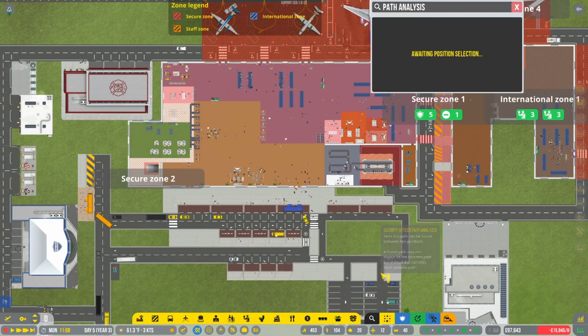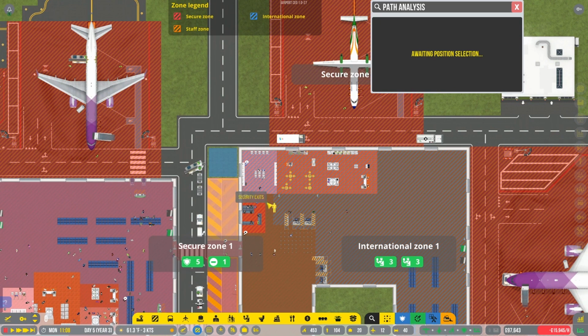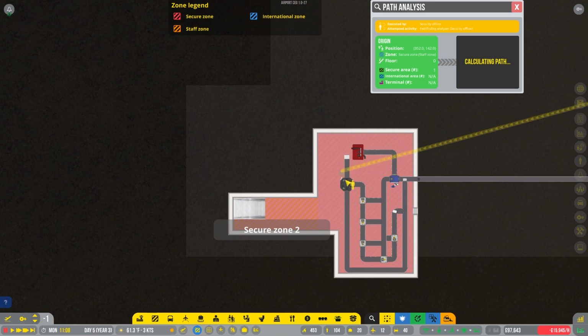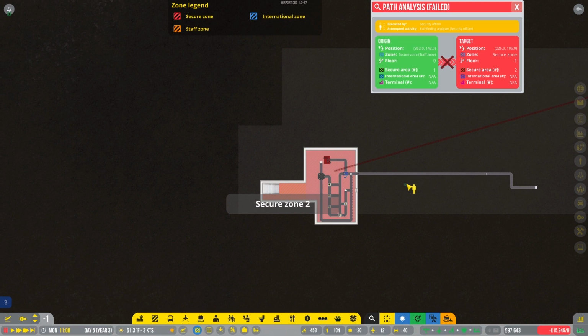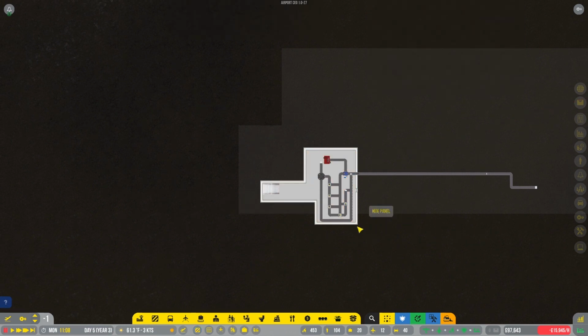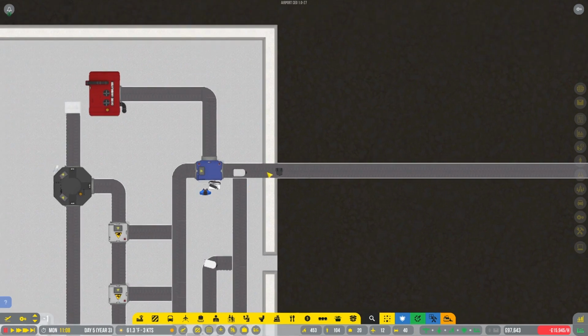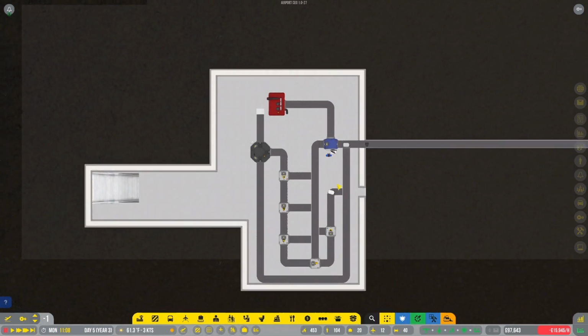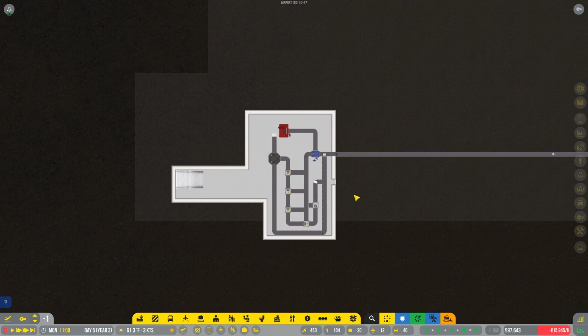Anyway, what I was talking about: if we go into this analysis, say I want a security path officer. If I go from the staff room up here and I want to go down here to the baggage control area, it gives me a failure in that secure zone. But there is a security member of staff already down here. They have a very high toilet need and they are very, very tired. So I'm guessing they've been there since that desk was opened. I'm not sure how they got there, but I have worked out what the problem is.